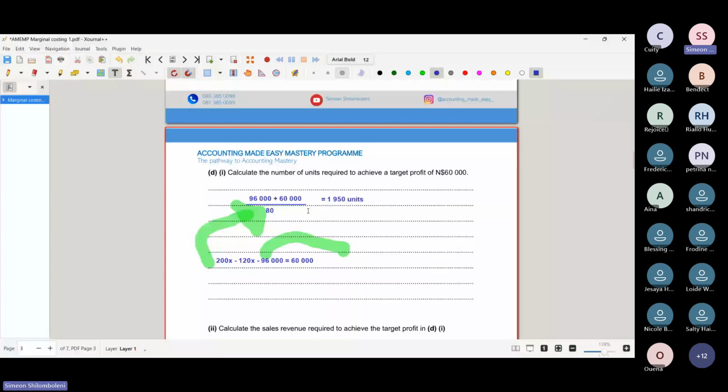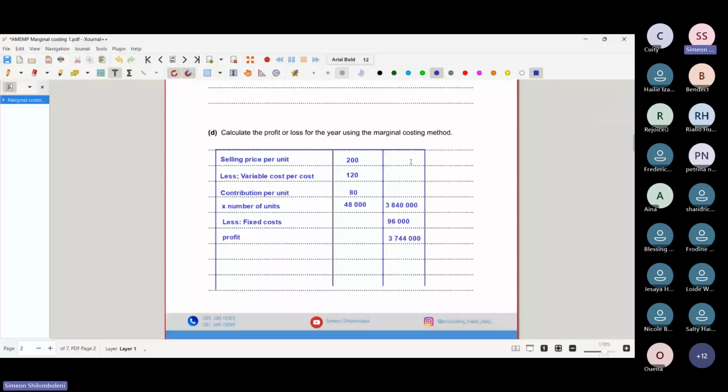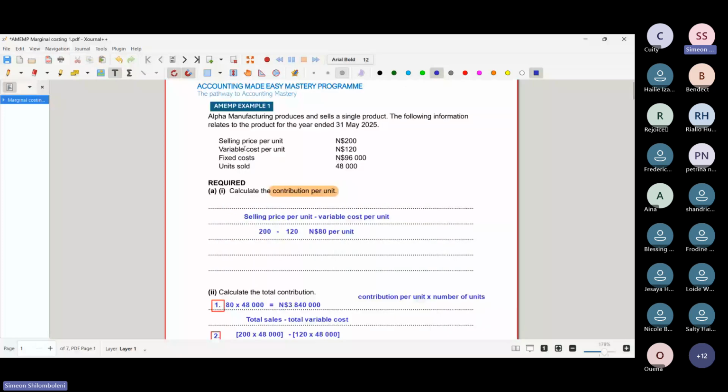I could say the topic is done like that, but I've only taught you the easier version. There will be times when a question is coming, but it does not have a selling price. It does not have a variable cost per unit. It does not have the fixed cost. I don't know if it will not have this unit sold. That one I'm not sure. I've not come across it. This information that I gave straightforwardly is sometimes not given. For example, our example 2.